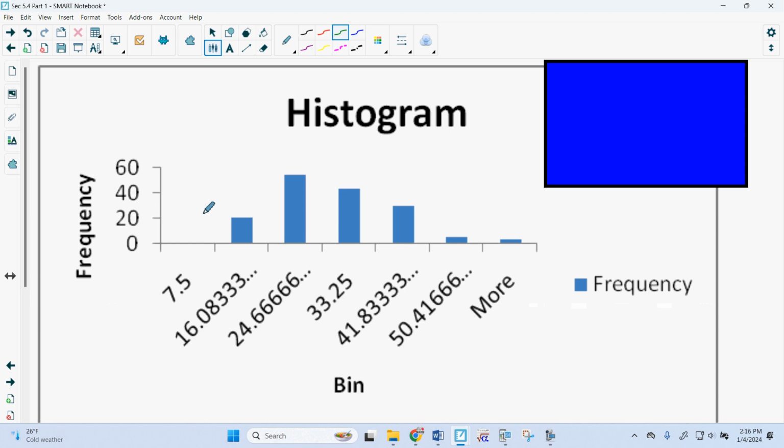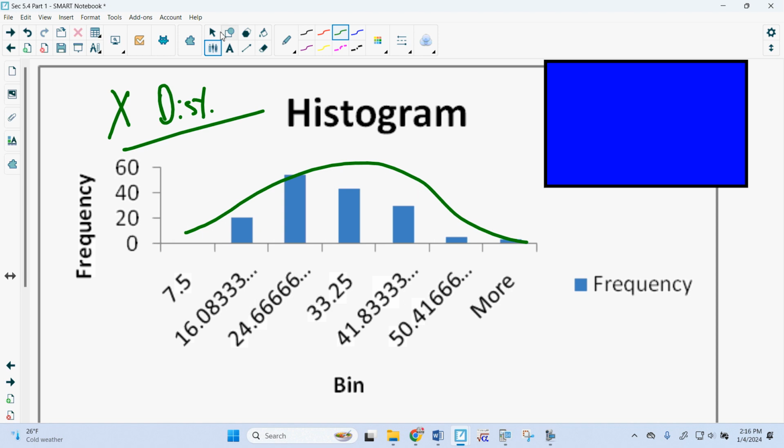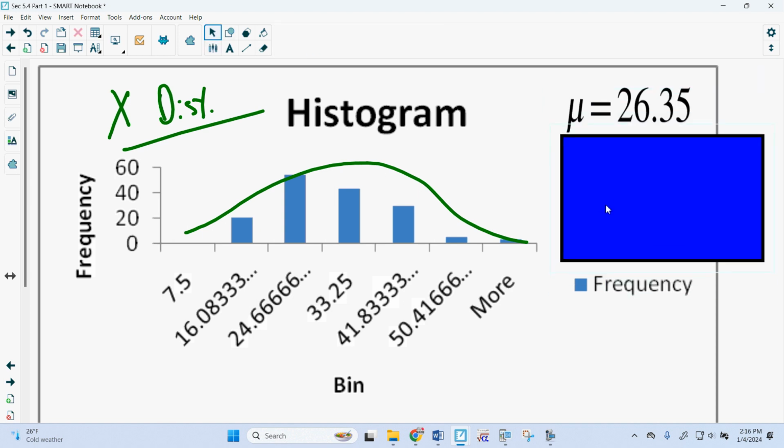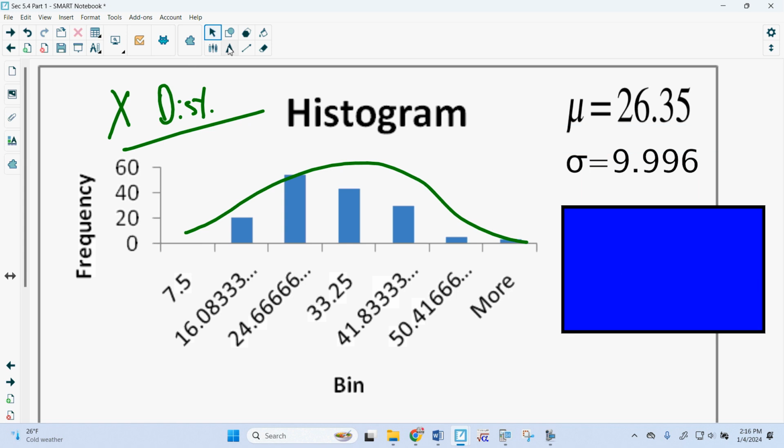Here is the histogram of all of the fish. And you can see here, this is similar, but here we have some at 50 and higher. This is an X distribution. This is a distribution for all the fish. And you can see it has a mean of 26 and a standard deviation of 10, which, once again, 26 is about there, is the high point, right? Makes sense. Standard deviation, similar, I'm off a little bit.